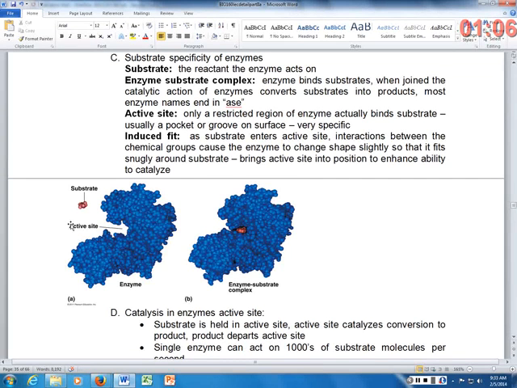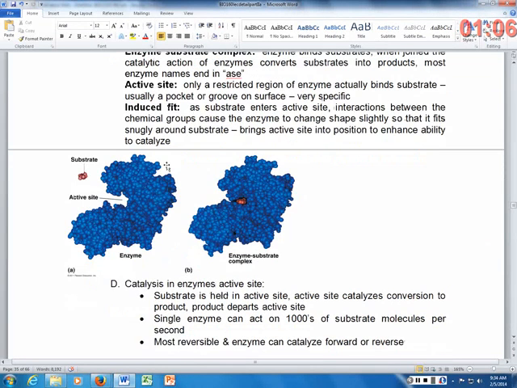Most enzymes are going to have their name end in -ase. A lot of times if you have a sugar, its name ends in -ose. So if you're going to break down sucrose, the enzyme that does it is sucrase. Lactose requires lactase. So it's nice that the names kind of match up together.